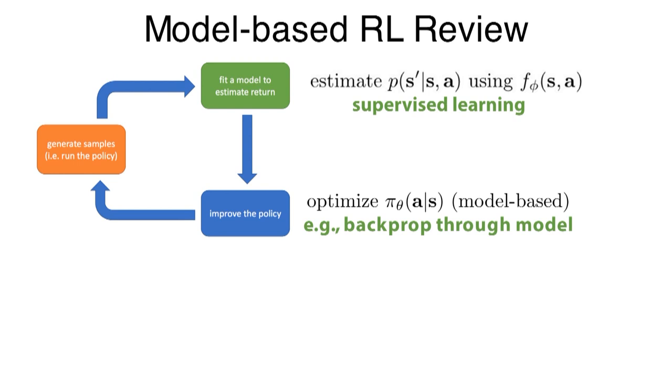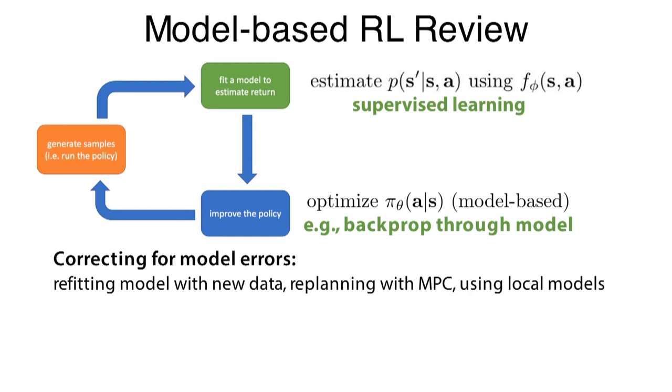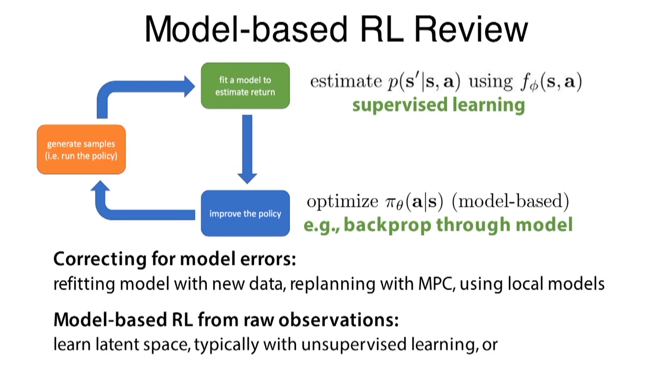One of the big challenges that comes up in model-based RL is correcting for model errors. There's a few different ways that you can do this: by refitting the model with new data, by replanning with model predictive control, and using local models. And then if you want to be able to do model-based RL from high-dimensional raw observations, you can learn a latent space, typically with unsupervised learning, or you can model and plan directly in your observation space.